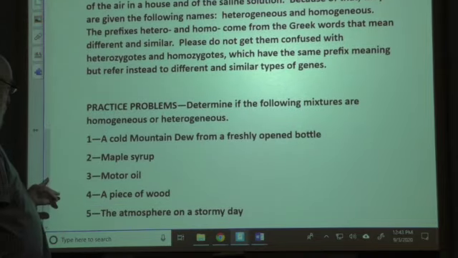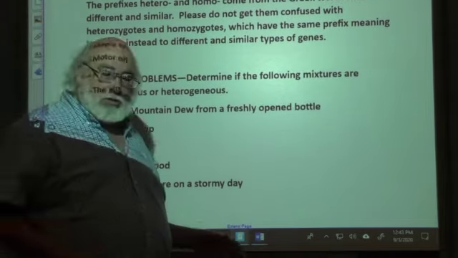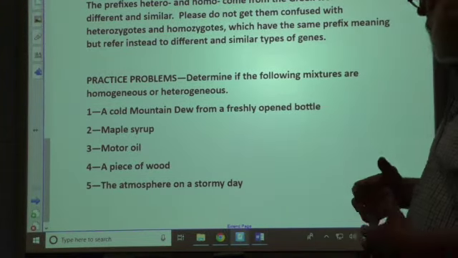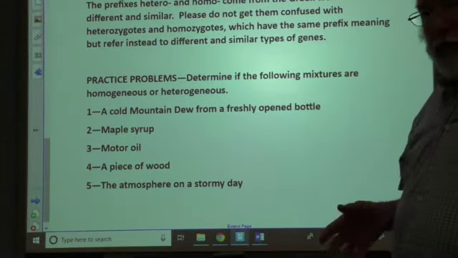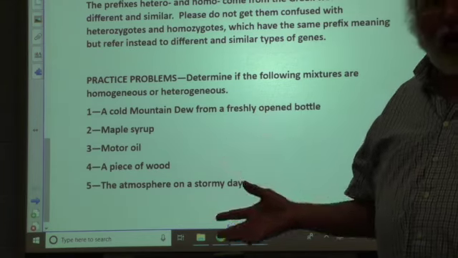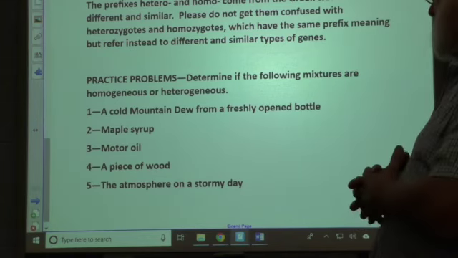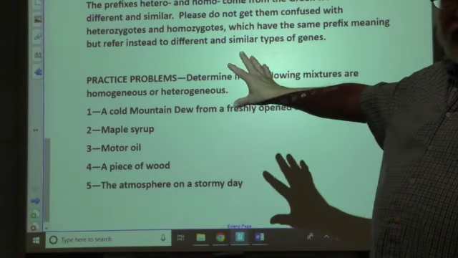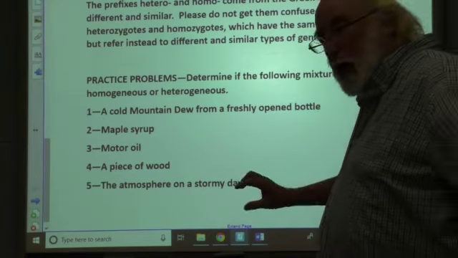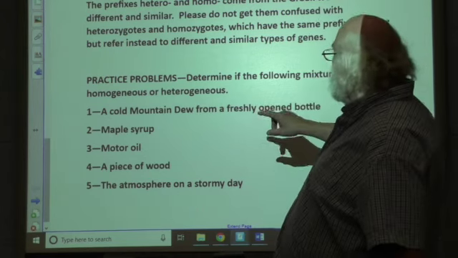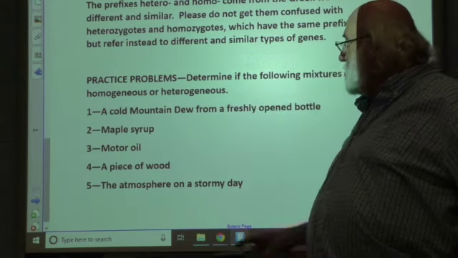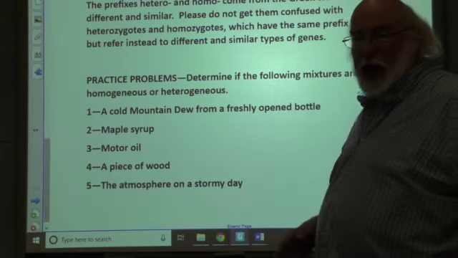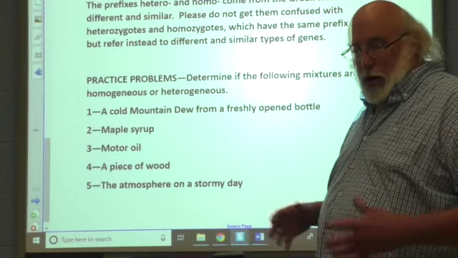So, your practice problems on this that I'll be discussing with you when you are ready to take your quiz, or any questions you may have, feel free to talk to me about it. But I want you to think about these 5 mixtures. These are all mixtures here, okay? And I want you to tell me if those mixtures are homogeneous or heterogeneous, okay? So that's all you have to do with that. Have fun with that.